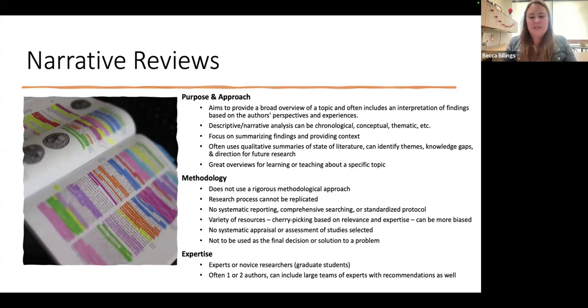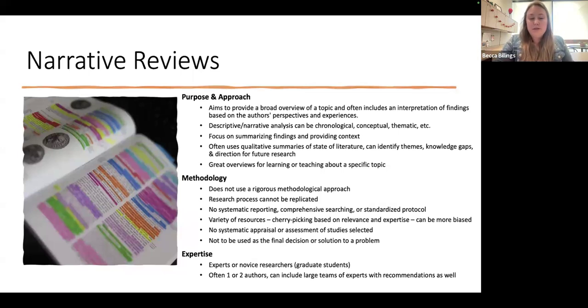There's no standardized protocol for these. There's no systematic reporting. You don't have a comprehensive search that is required for these types of reviews. And there's also no quality assessment that is being done on the individual studies that are included. So these make them more biased, so lower level reviews.